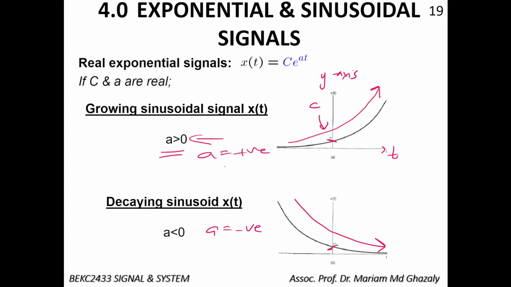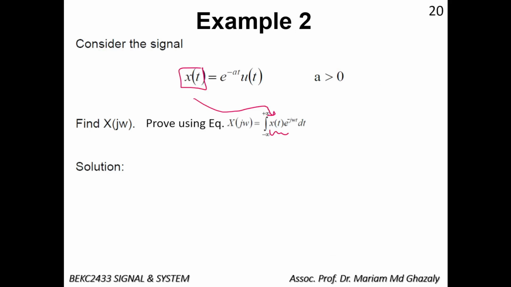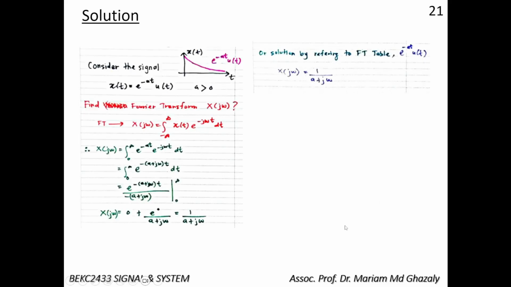For example, you have an exponential signal. Example 2, x of t given by an exponential. Prove the equation using the Fourier table. You can look at my solution, it's already in the slide. For an exponential signal, the Fourier transform table directly gives X of omega equal to 1 over a plus j omega.